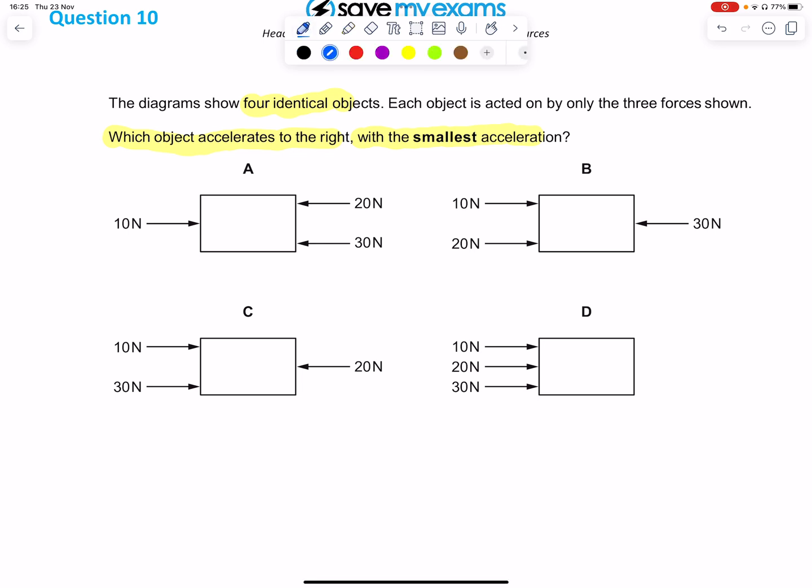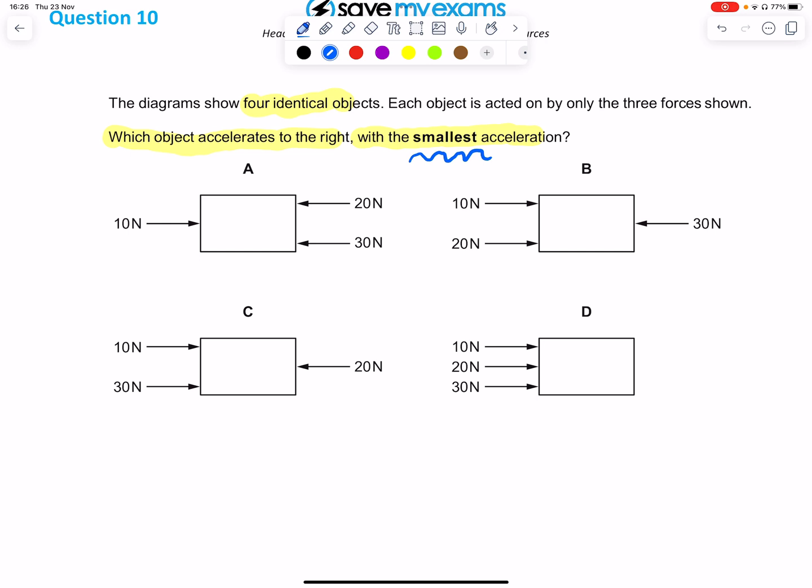Okay, so by using the word smallest, even though I've not read the question yet, what I could determine is that maybe there are two objects in two pictures, or two objects in this diagram, both of which move towards the right, but we need to find the one which has the smallest acceleration.